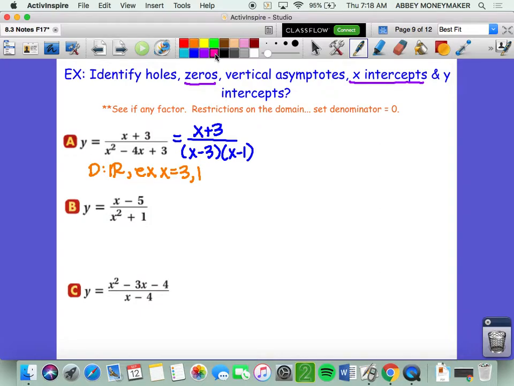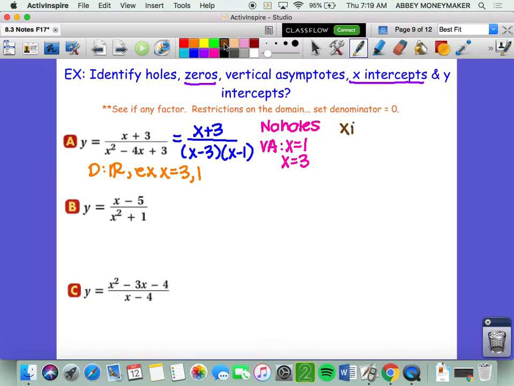No, none of them cancel. So what do we say here? We have no holes, but we have two vertical asymptotes. We have it at x equals 1, and we have it at x equals 3. Last thing, find the x and y intercept.